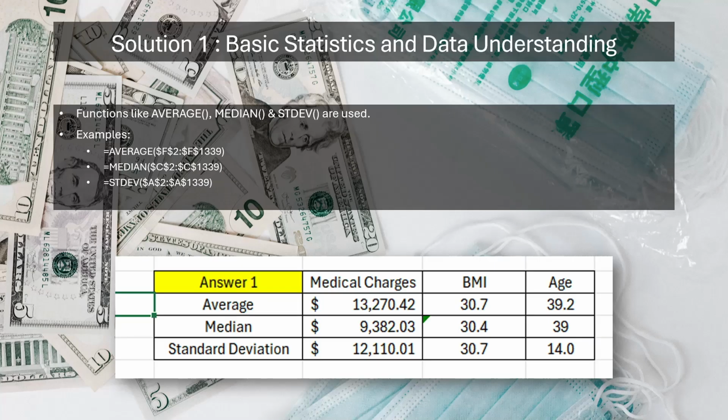For this, I used functions like average, median, and standard deviation. We can see that the average medical charge per person was $13,370. BMI was 30.7 and age was 39 on average. The median medical charge was $9,382, the median BMI was 30.4 and age was 39, while the standard deviation was $12,110 for charges, 6.1 for BMI and 14 for age.